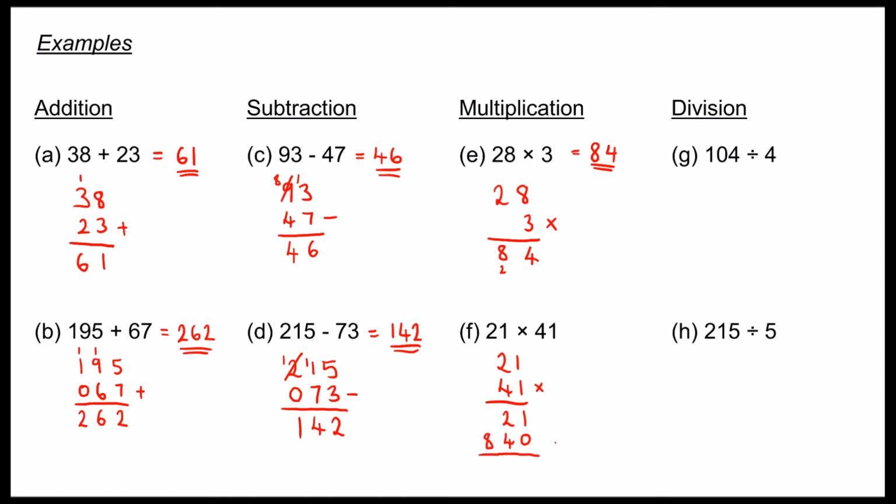So now I need to add them together. 1 add 0 is 1, 2 add 4 is 6, and there's an 8 on its own, which gives us a final answer of 861.